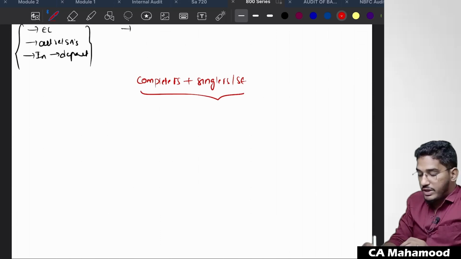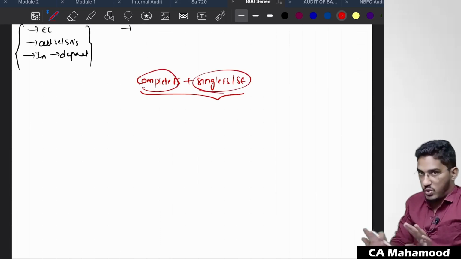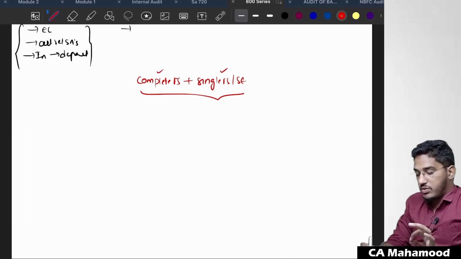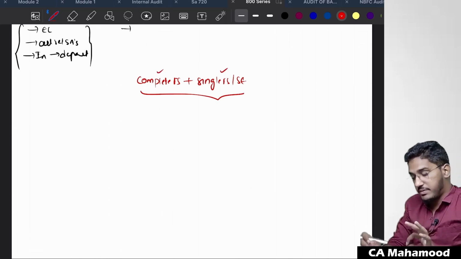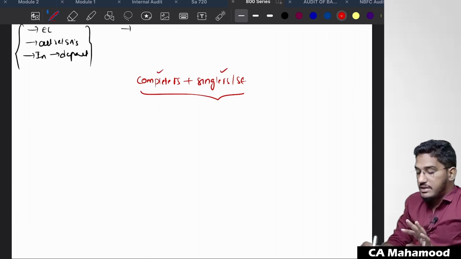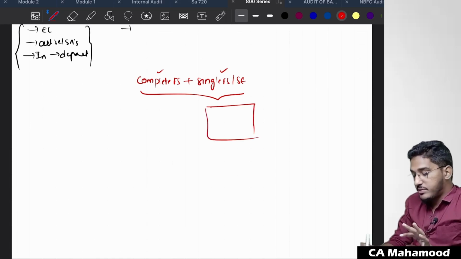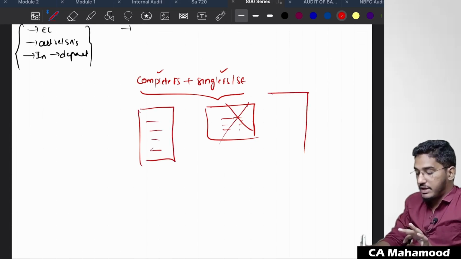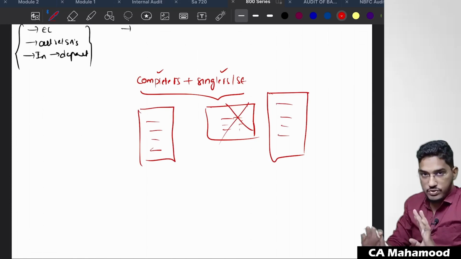Sir, in a single report, can I give an opinion on both? No. If you are the same person conducting the audit of complete financial statements and also of a specific financial statement or single element, can I express an opinion on both in a single audit report? No, you can't. You have to give two separate audit reports. On the complete set of financial statements, a separate audit report. On the single financial statements, a separate audit report you are supposed to give.